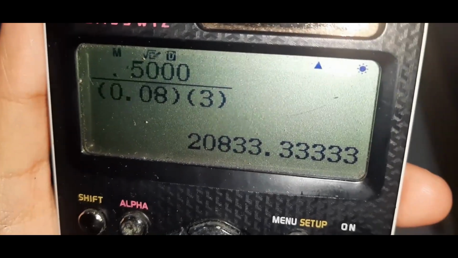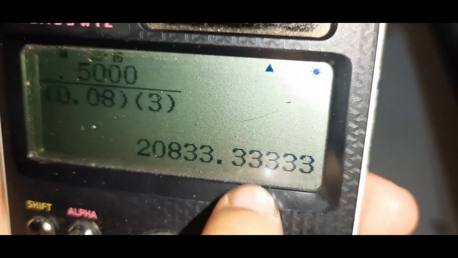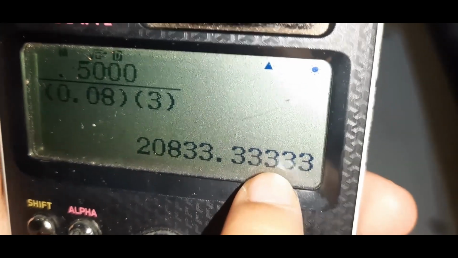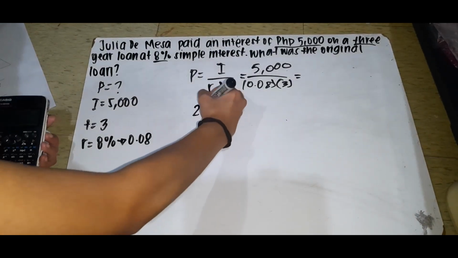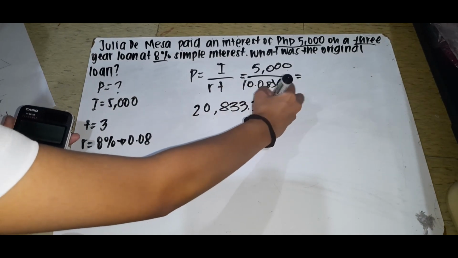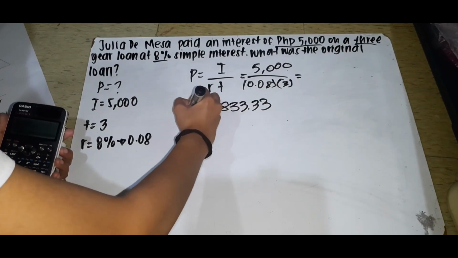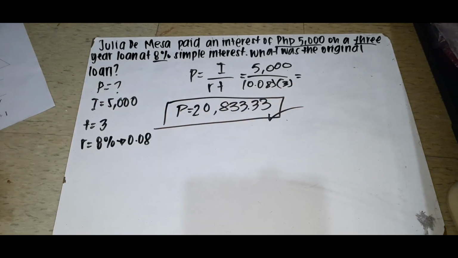20,833.333. Now, if you have this kind of answer, it has a lot of decimals. You have to only get the 2 decimal places and round it off. So 3, and beside it is 3 also, so it's going to stay as it is. So the answer would be 20,833.33. So the final answer is this. So this is the principal for question number 1.